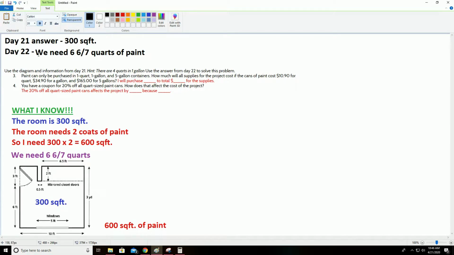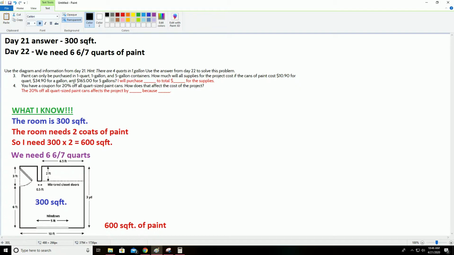And then on day 22, we're going to need to use this information too, because it told us Miss Head found that we need 6, and Miss Lucas found that we need 6 and 6/7 quarts of paint in order to paint the room. So now on day 23, it says use the diagram and information from day 21. It does give you a hint. It said there are 4 quarts in 1 gallon. Use the answer from day 22 to solve this problem. So here's our answer: 6 and 6/7 quarts of paint.